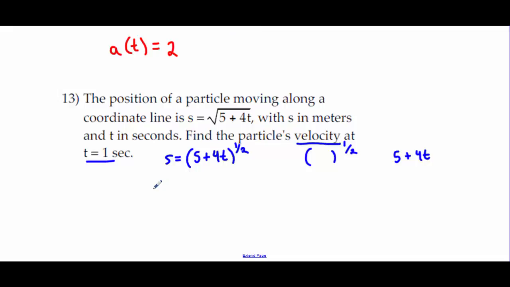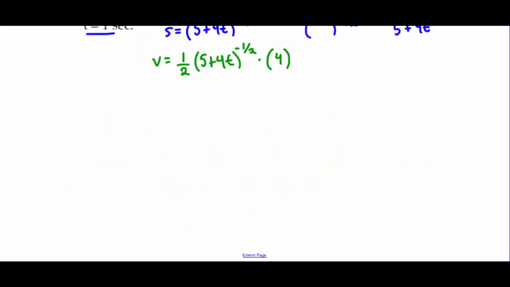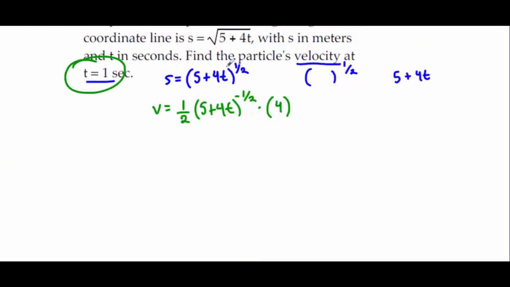So this is going to be v equals 1/2. The inside doesn't change. I subtract a power from 1/2 and get negative 1/2. But then I need to times this by the derivative of 5 plus 4t, which is just 4. Now, if we were simply asked to do the chain rule, then we could be done here, or maybe just do 1/2 times 4 and get 2 and then be done. But the problem is we need to plug in t equals 1, and so it's easier to do that if you go ahead and simplify.